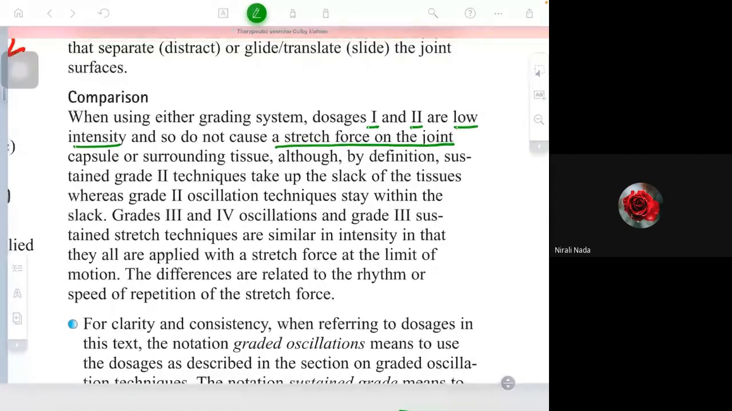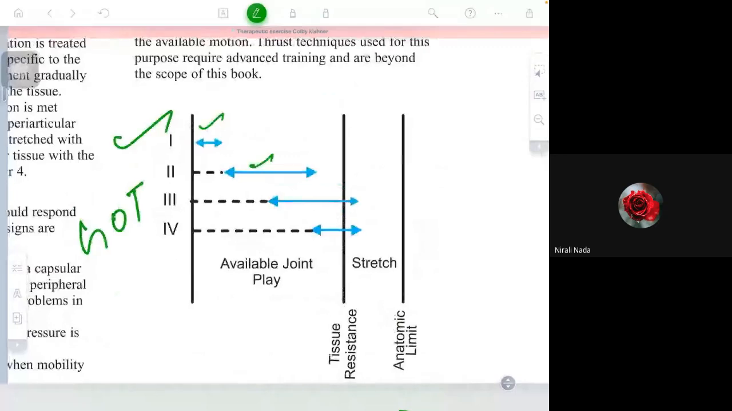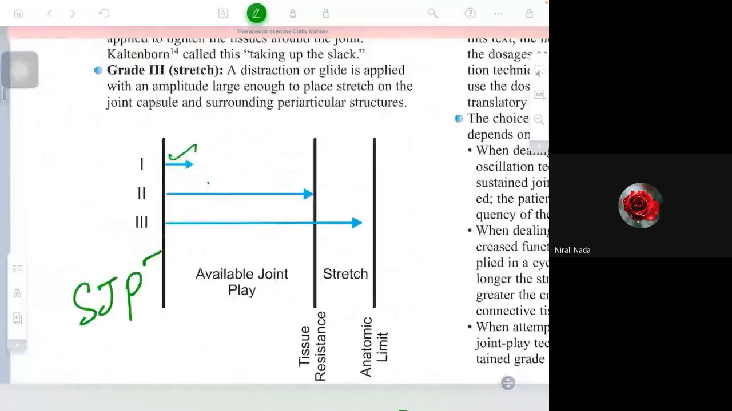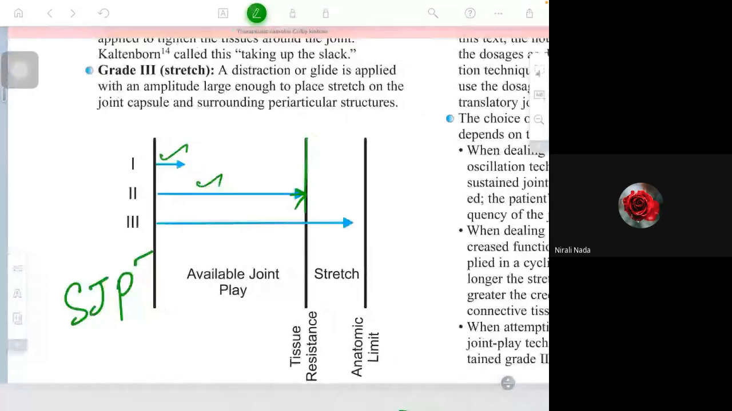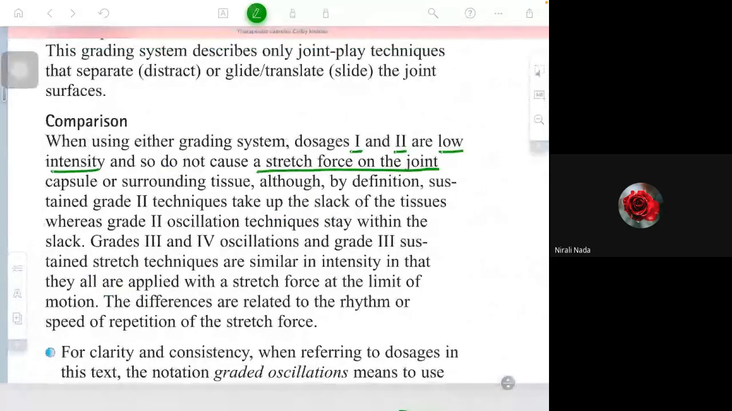If you see 1 and 2 here, it is not stretching. And here also, if you see 1 and 2, it is not stretching. Yes, it reaches the limit, but it is not stretching. Clear? That is the meaning here. When using either grading system, grade 1 and 2 are low intensity and so do not cause stretch force on the joint capsule or surrounding tissue.